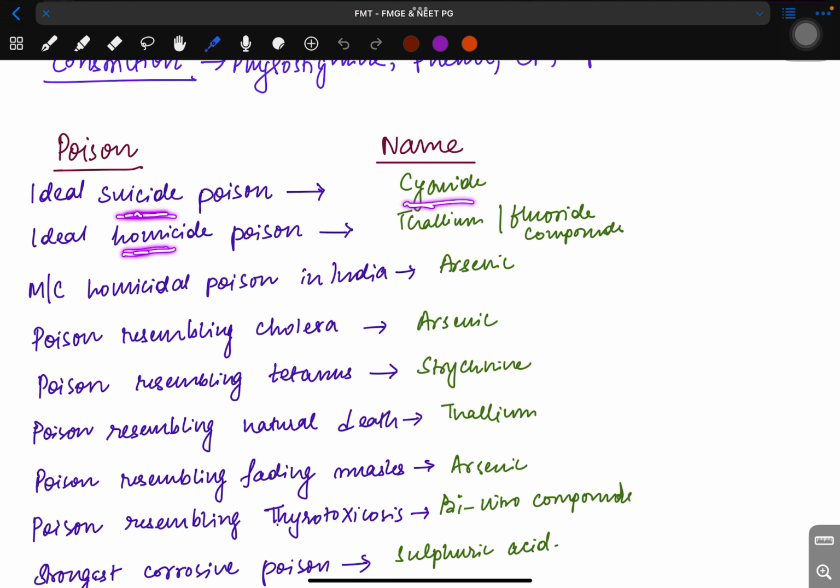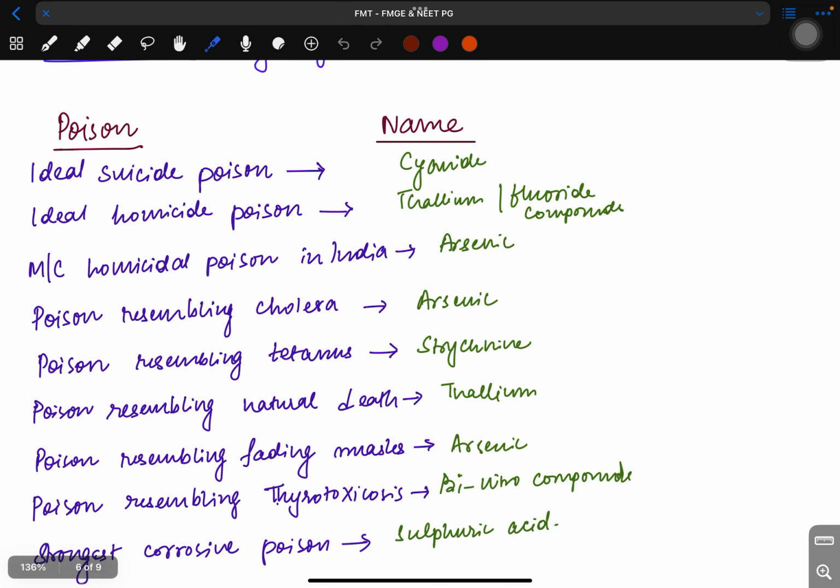Homicide means murder. Suicide means to kill oneself. Homicide means if one person is killing another. So ideal homicide poison is thallium or fluoride compounds. What is the most common homicidal poison in India? It's arsenic. Which is the poisoning which resembles cholera? This poisoning will resemble the clinical features of cholera: arsenic.